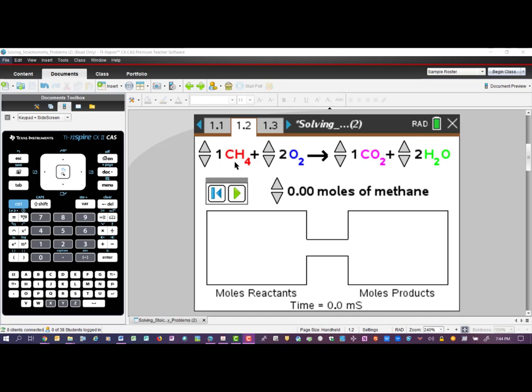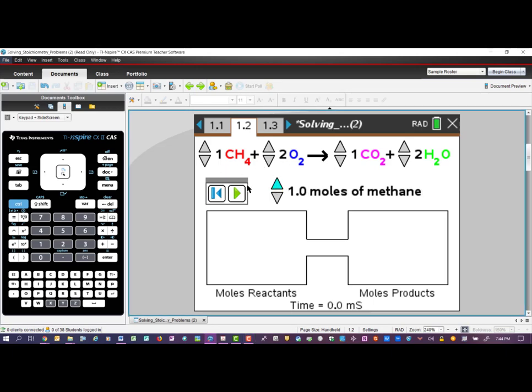Or if I start with a certain number of moles of methane, how many moles of oxygen would I need to produce a certain amount of our products? So the first example I'm going to use is going to be very simple, straightforward. We're just going to use 1 mole of methane.